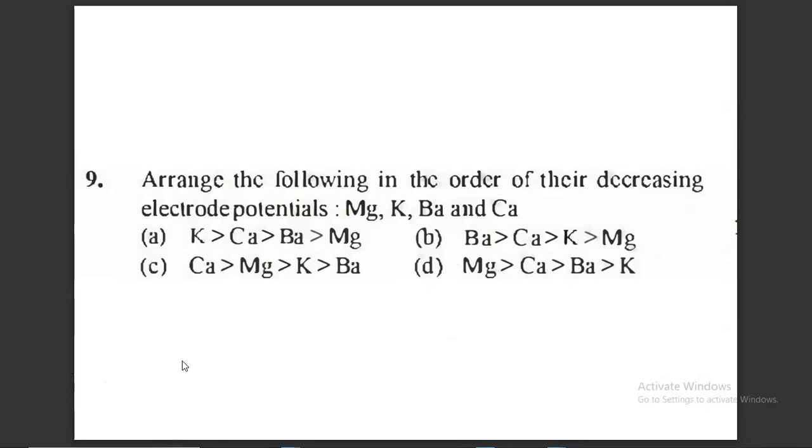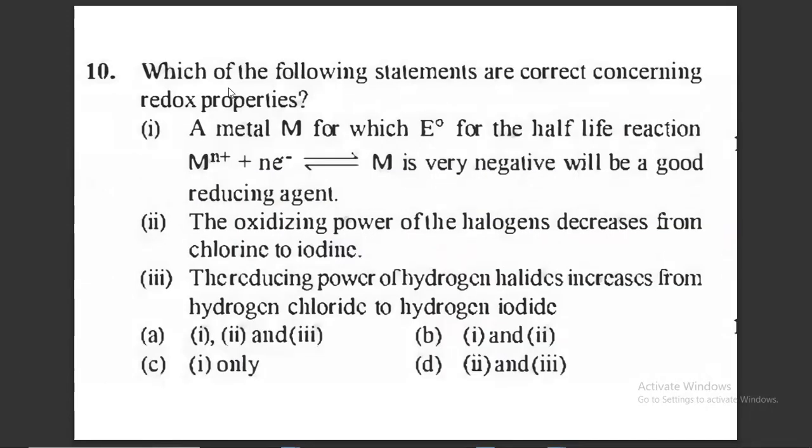I hope it's understood. Let us read question number 10. Which of the following statements are correct concerning redox properties? 1, a metal ion for which E naught for the half-cell reaction, an oxidation-reduction giving the reduced metal, is very negative will be a good reducing agent. Option 2, the oxidizing power of the halogens decreases from chlorine to iodine. 3, the reducing power of hydrogen halides increases from hydrogen chloride to hydrogen iodide.